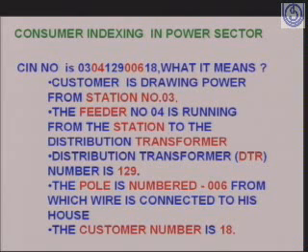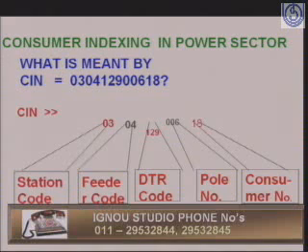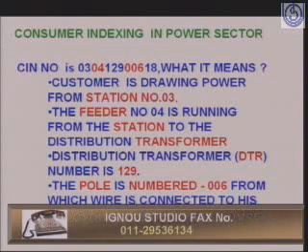For example, if the CIN given is 03 04 129 006 18, it means the consumer number is 18, his pole number is 6, his distribution transformer number is 129, his feeder code number is 4, and his station number is 3. It means the consumer is drawing power from station number 3, feeder number 4 is running between the station and the transformer, the distribution transformer number is 129, and the pole number is 006.